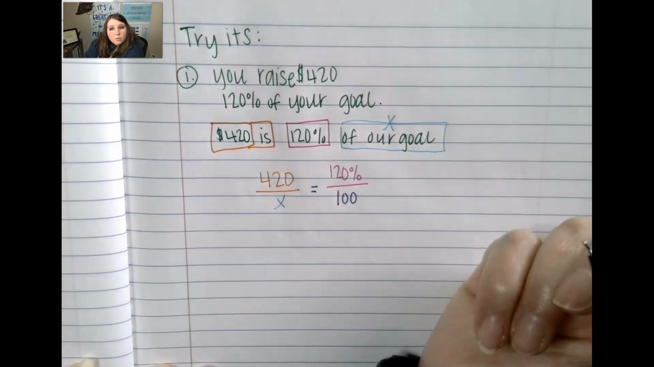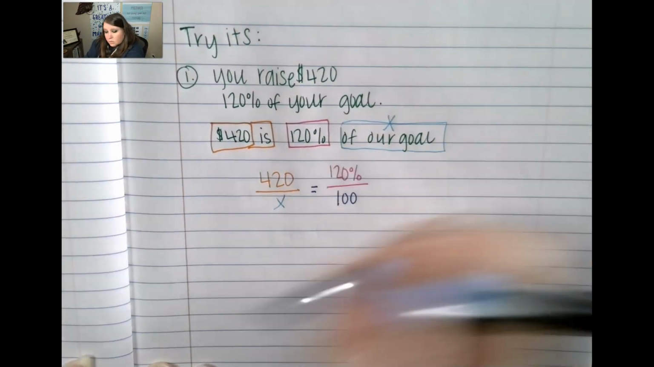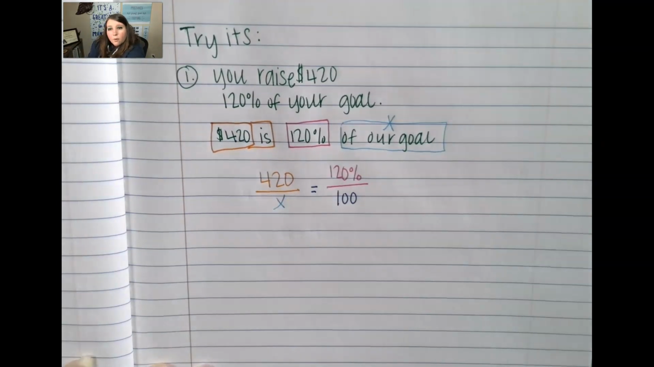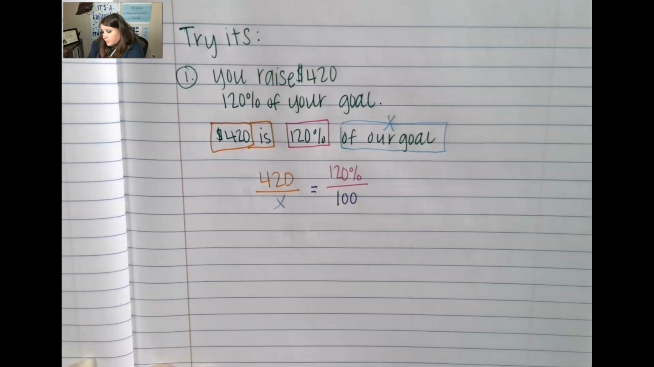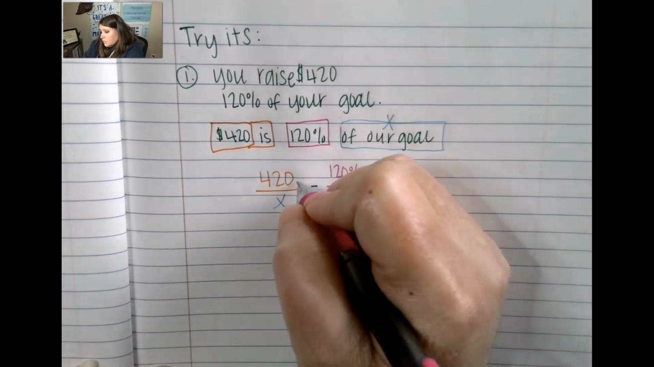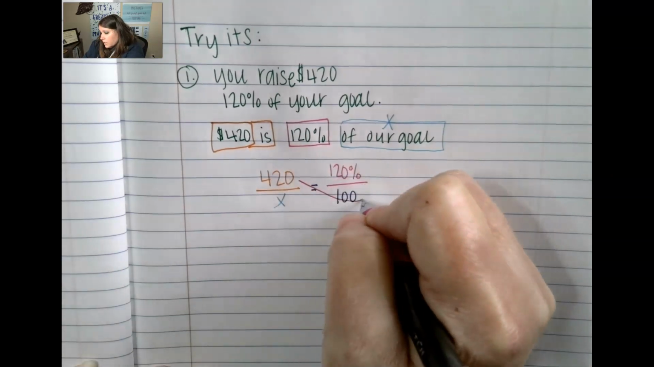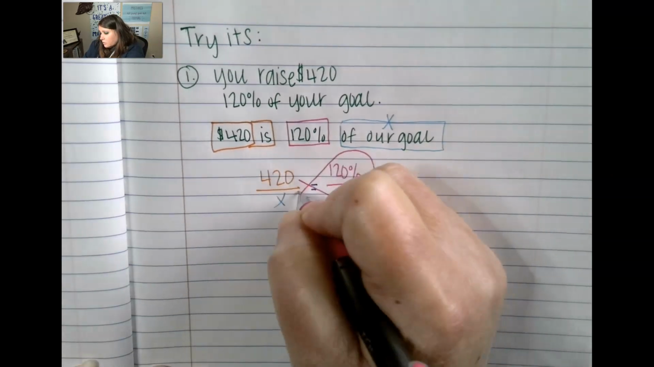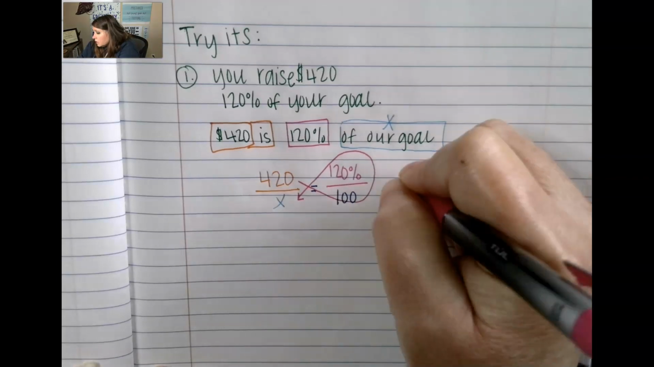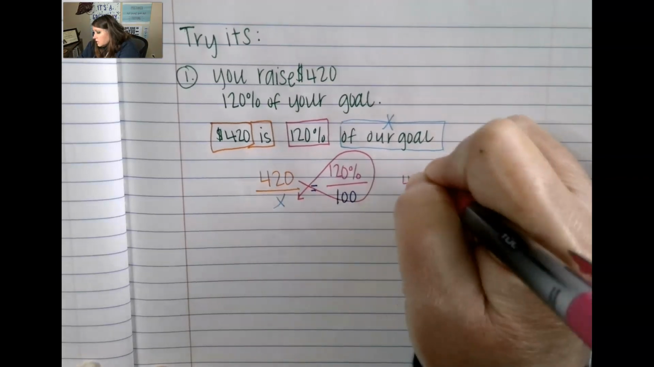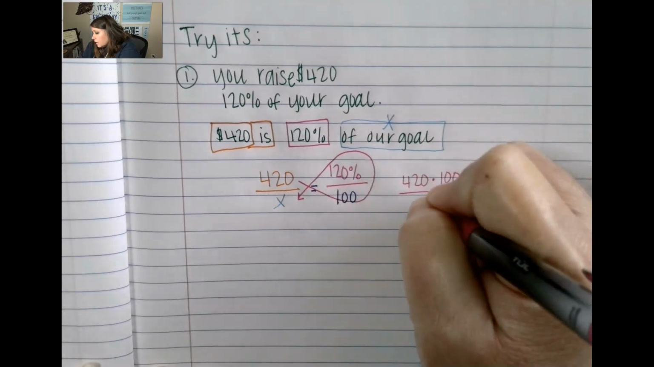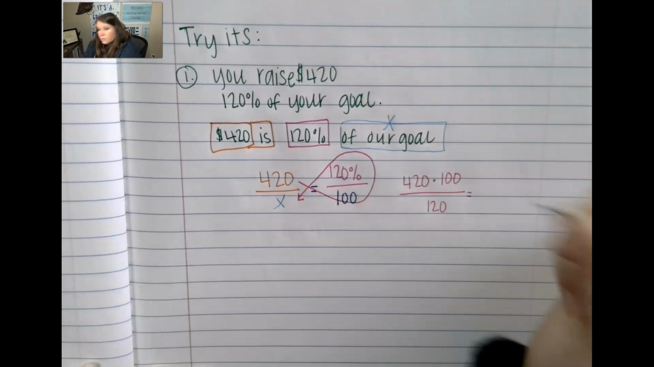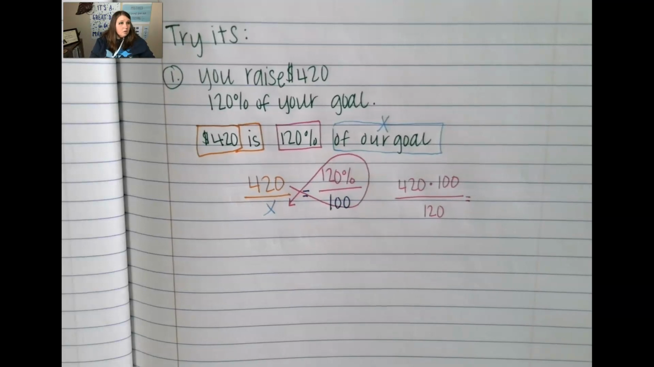Okay, so now we're ready to solve this problem and figure out how much more money than our goal did we raise. Okay, so we're going to find the difference there. So we're going to do 420 times 100 divided by 120. So let's go ahead and solve this problem.